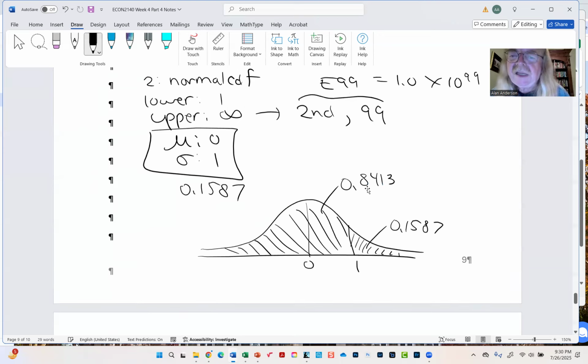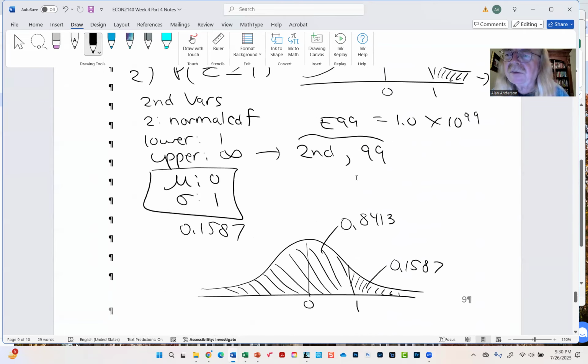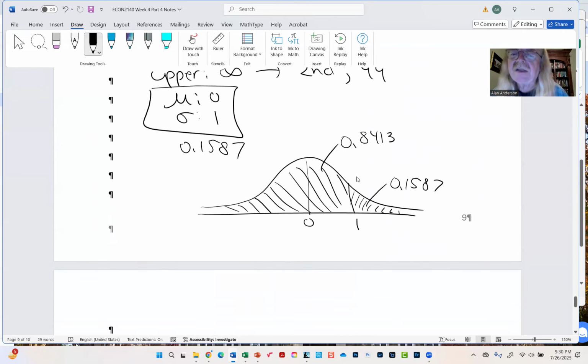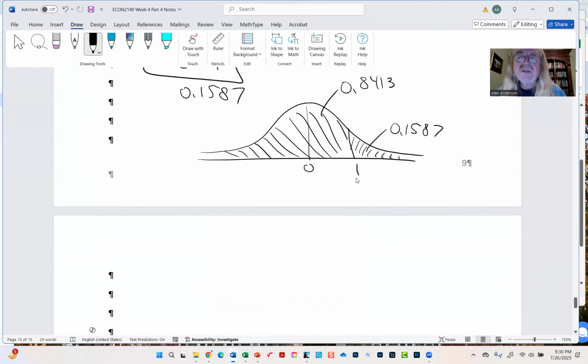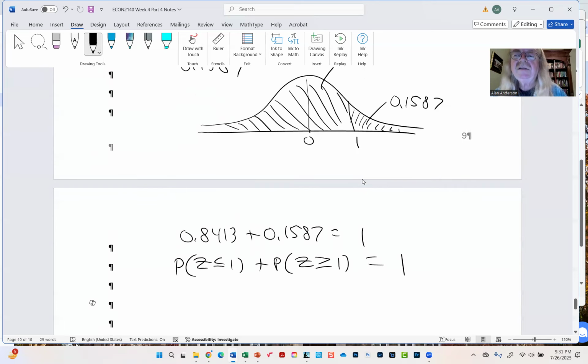So the first one we did was the 0.8413, less than or equal to 1. Now this one is greater than or equal to 1, which gives us 0.1587. We actually could have done this directly because we know that these two have to add up to 1. All right, so in other words, this is... And there you go. How do you like that?